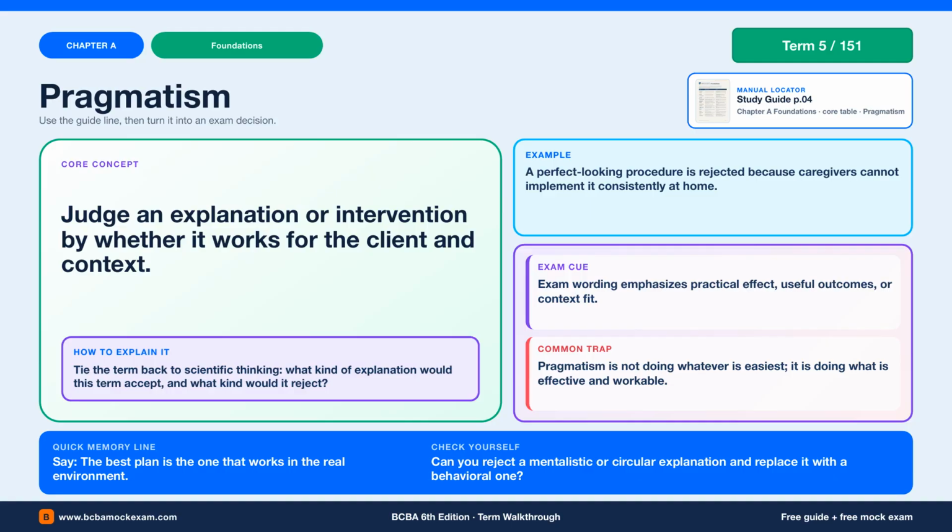The exam cue is useful outcomes, practical effect, prediction, and context fit. The trap is thinking pragmatism means doing whatever is easiest. It does not. It means choosing what is effective and workable. Memory line. The best plan is the one that works in the real environment.